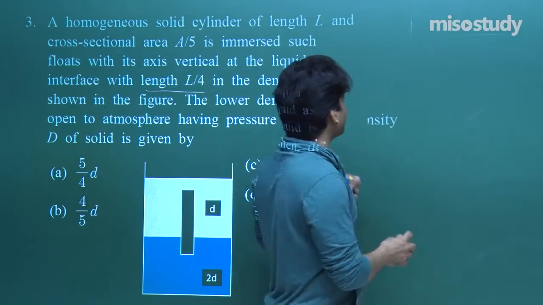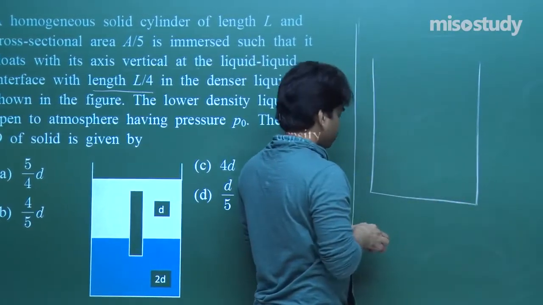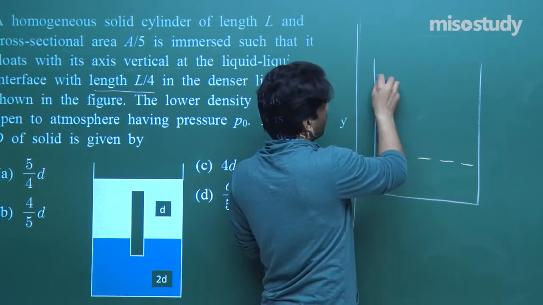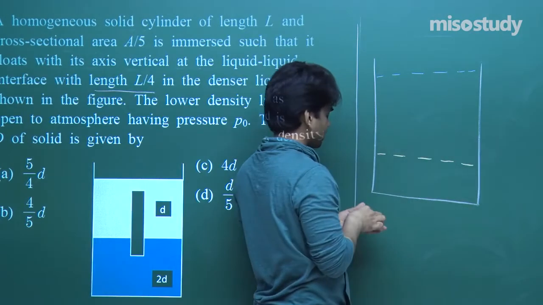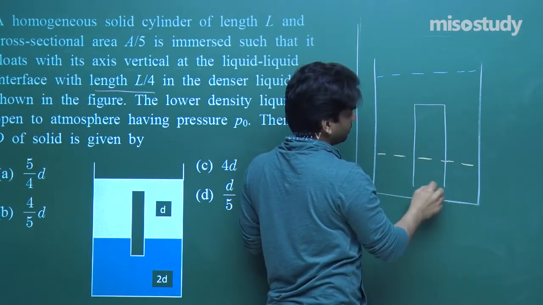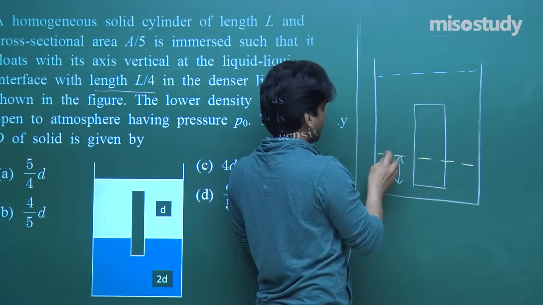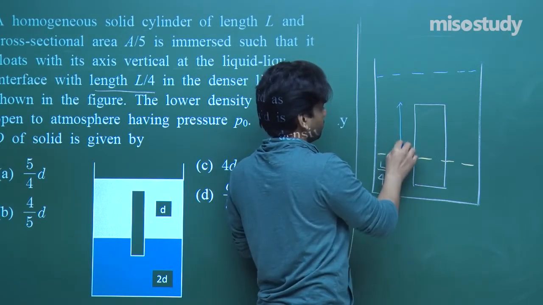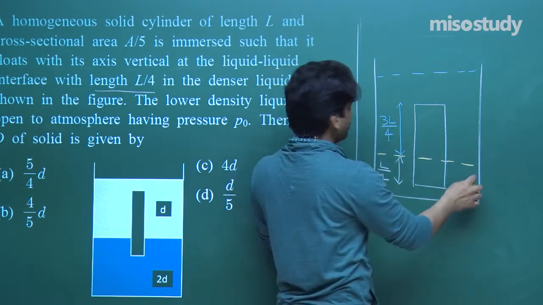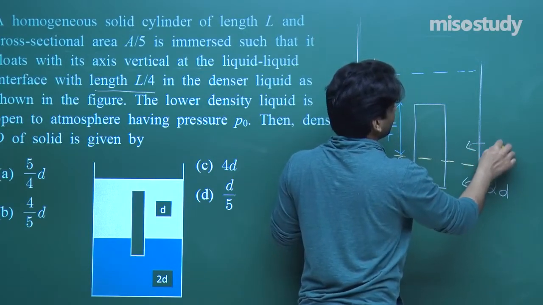Let me show you with the diagram. We have two liquids, one liquid of higher density, one liquid of lower density. We have an object that is in this manner. This length is given as L by 4, so automatically the other length will be 3L by 4. The density of this is given as 2D. The density of this is given as D.